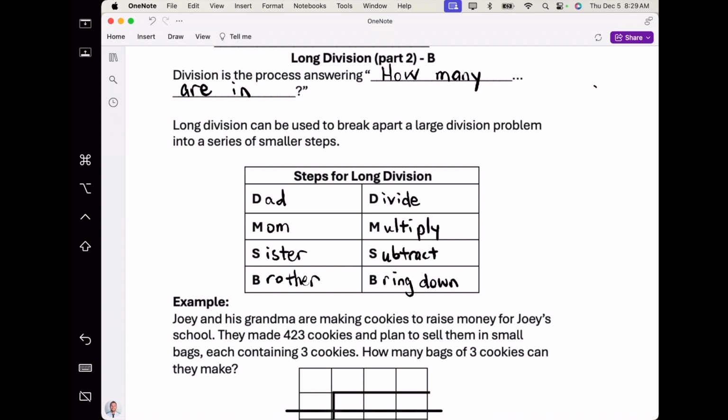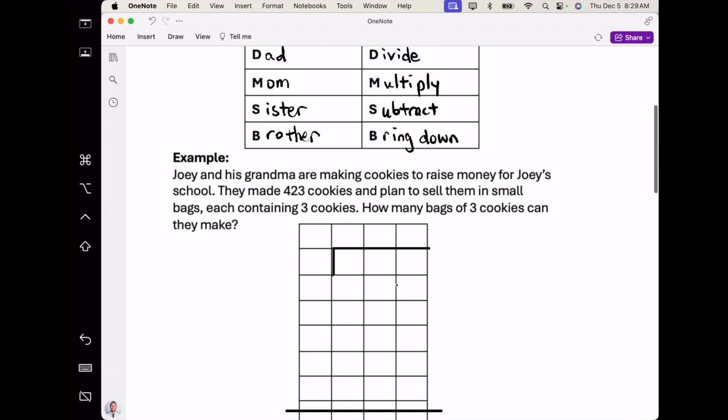of our dividend. Now, my recommendation would be to always write out the letters that represent this for the acronym, so DMSB, every time you're doing one of these long division problems. Because what that does is it allows you a place to go to if you get stuck. So if you get stuck and forget what to do next, you just look at your letters and go to the next one. Okay, so now we're going to take a look at an example problem.